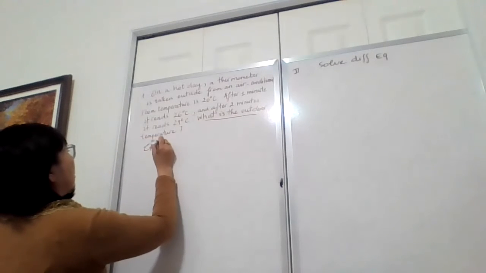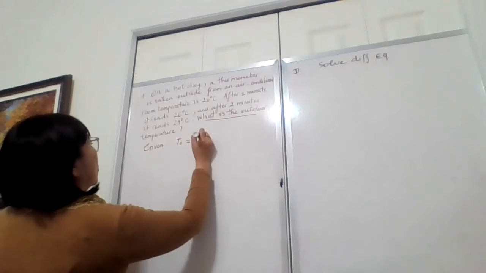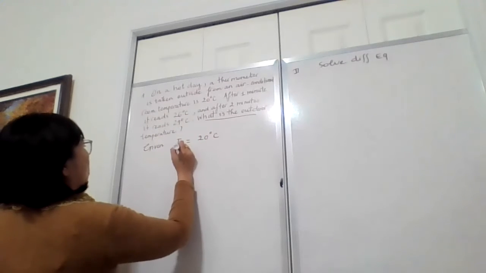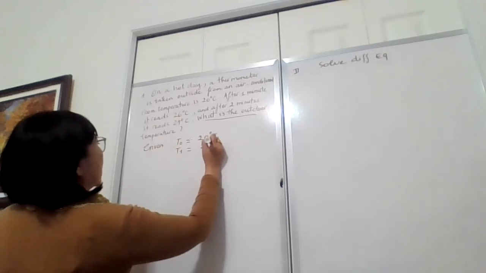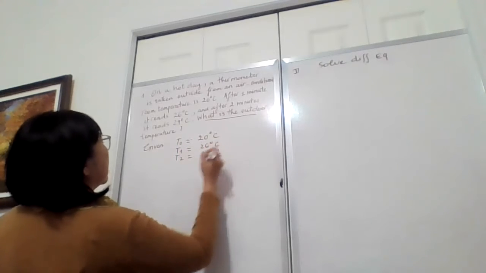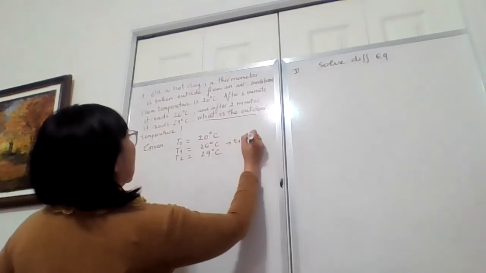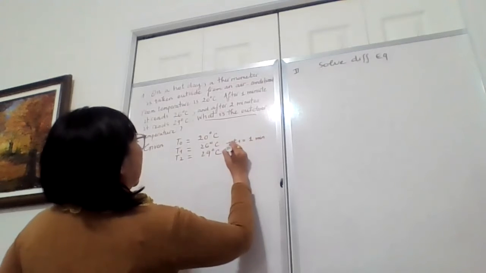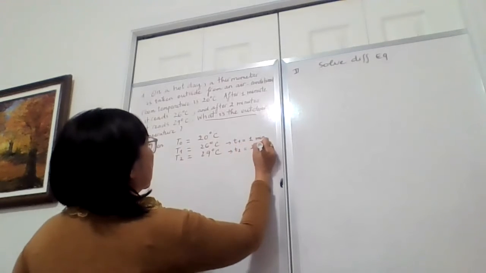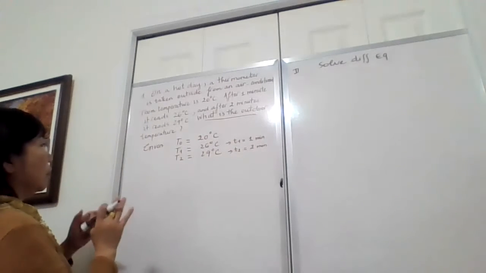And given: T0 equals 20 degrees Celsius, and T1 final equals 26 degrees Celsius. Also, T2 final is 29 degrees Celsius. And the time to reach this is t1 equals 1 minute, and the time to reach up to this temperature is t2 equals 2 minutes. Okay, so the time is in the same unit, so that's good. We don't have to worry about converting them to the same unit.